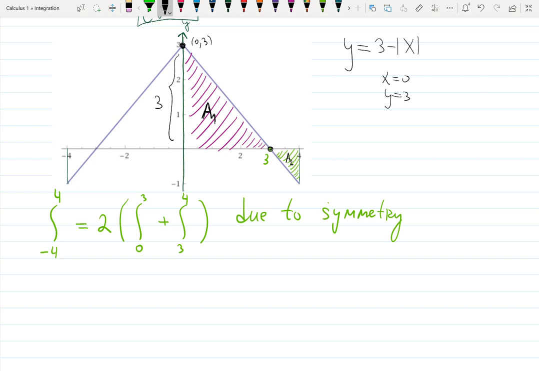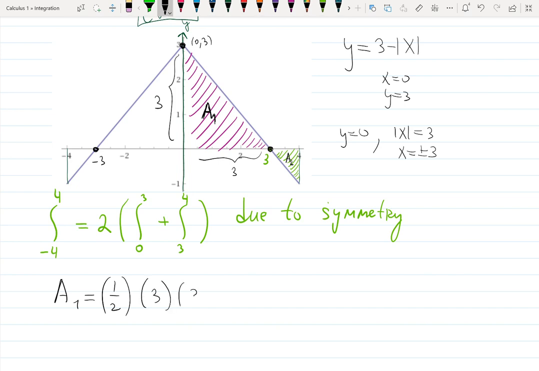To find x-intercept, y should be 0. When y is 0, absolute value of x is 3. So x is plus or minus 3. Makes sense. This one is -3 and this one is 3. So the whole base over here is 3. A1 will be 1/2. I always put it first not to forget. Times height is 3. Base is 3. That's 9/2. And this one is positive.